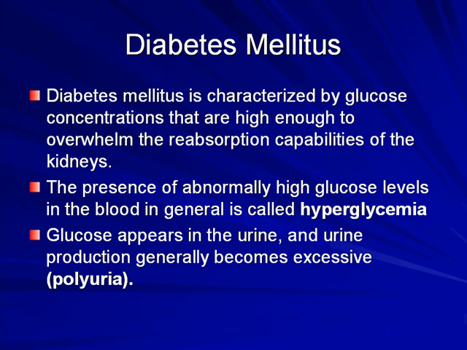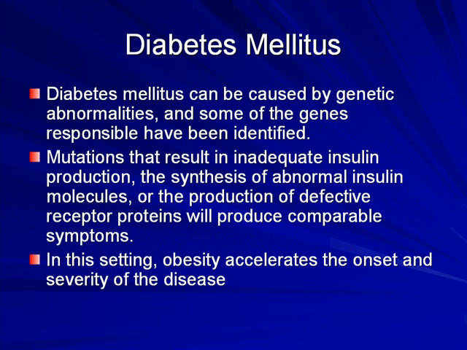You get abnormally high levels of glucose, a condition referred to as hyperglycemia. You should know that definition, though I didn't test you on that. Hyperglycemia: abnormally high levels of glucose. Glucose appears in the urine. Having glucose in the urine is referred to as polyuria.